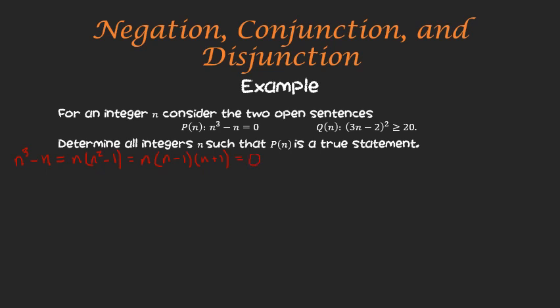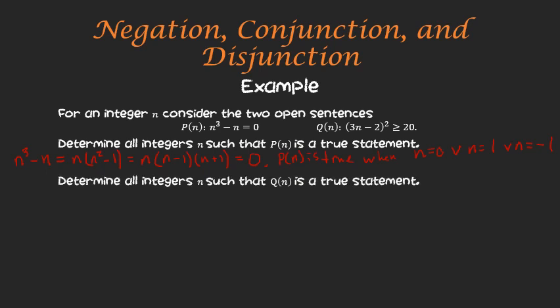The reason for factoring this is now we can use this property of real numbers, so it extends to a property of integers, which tells us that when a product of integers is equal to 0, then one of those integers must be equal to 0. So this tells us that P of n is true when n equals 0, or n equals 1, or n equals negative 1. So one of those three has to be true in order for P of n to be true.